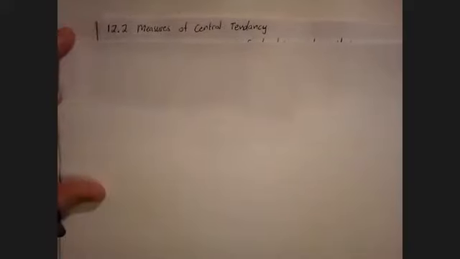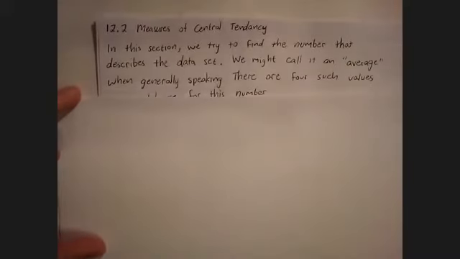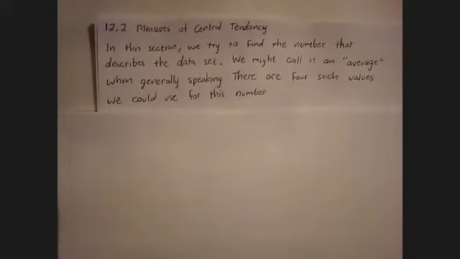So here we want to find measures of central tendency. So we want to look for a number that kind of describes the data set. And so we might call this an average, but I put that in quotes because I want to be careful when I say the word average. But we basically want to think about a number that kind of genuinely or basically describes the set.